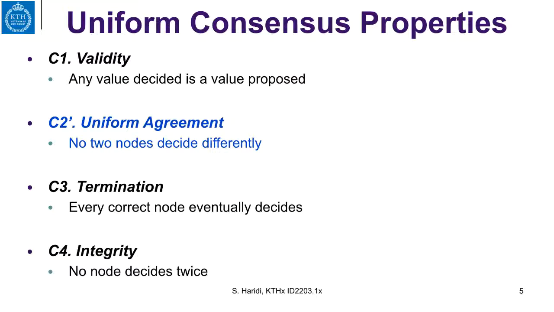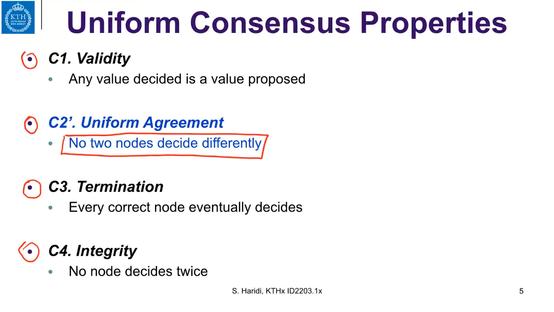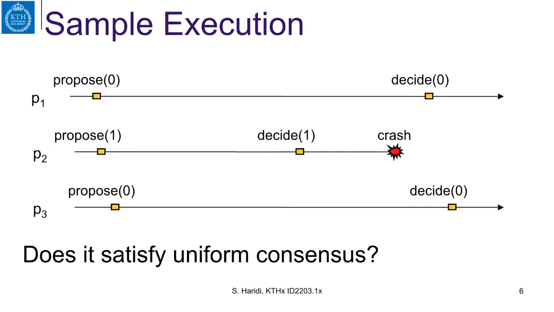We can change our definition slightly, so we have the same validity, termination, and integrity, but we change the agreement to be uniform agreement, which says no two nodes decide differently, whether they failed or not. So here is a sample execution, the one that we had before, and of course, this one does not satisfy uniform consensus because P2 decided differently.